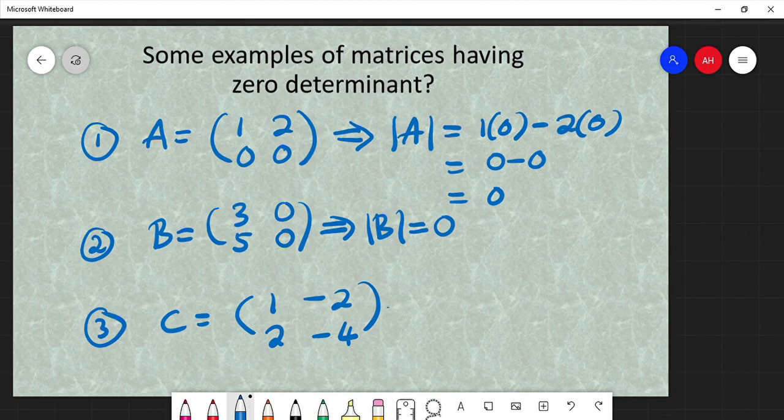In this case, if we calculate the determinant of matrix C, we also get that the determinant is equal to 0, because the second row is a multiple of the first row. I hope you understand what we mean by the third condition.